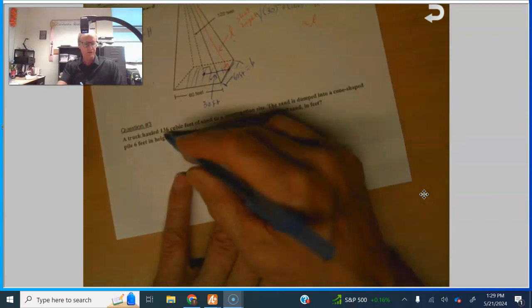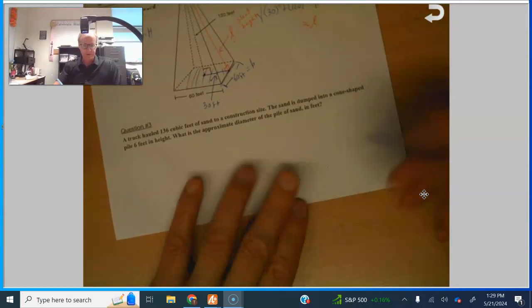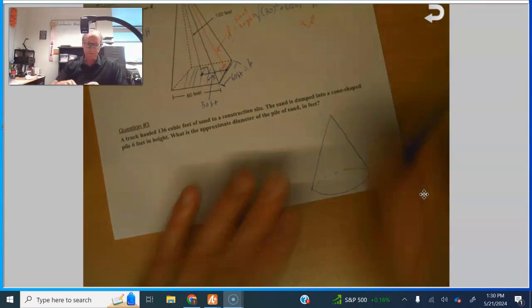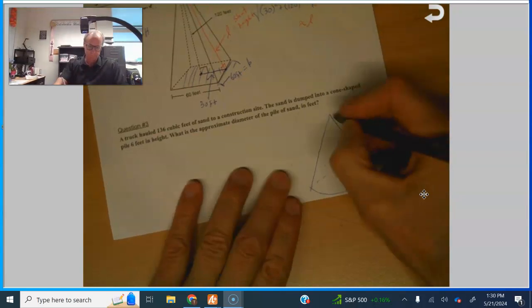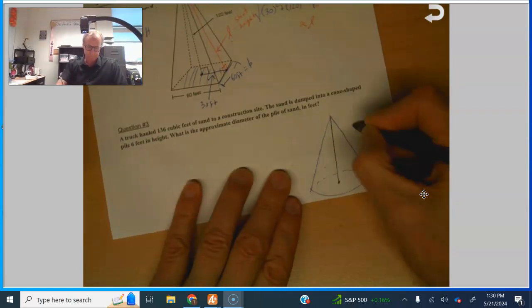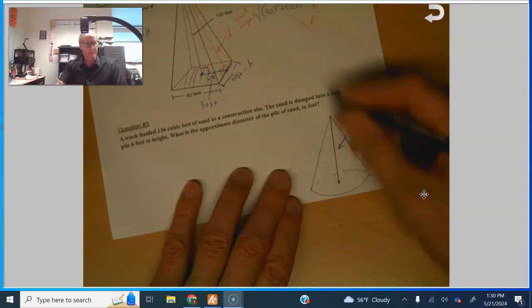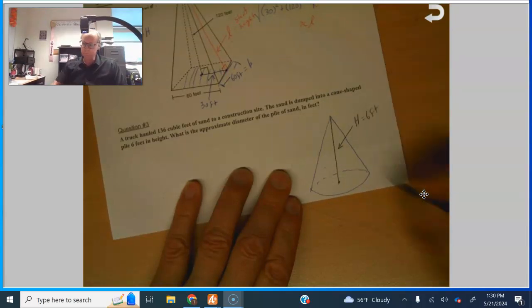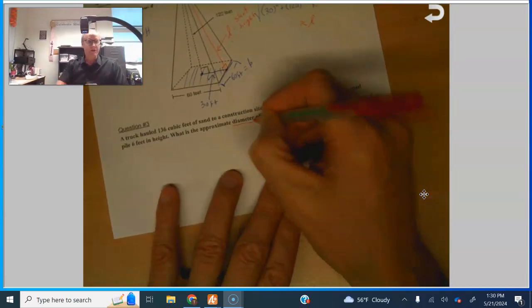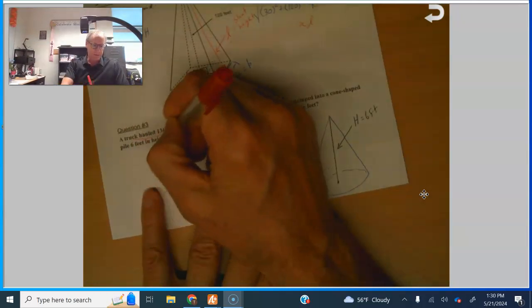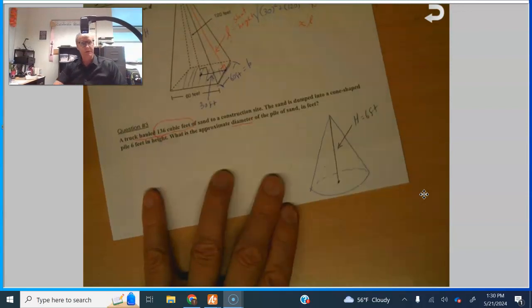Number 3, we've got a truck that was hauling some sand, and it dumps the sand into a cone-shaped pile. And we've got this cone-shaped pile of sand. They told me that the height is 6 feet. And again, I like to use capital H for height in 3 dimensions. Now, the problem is they want me to find the diameter. I can't find the diameter directly, but what I can do is write the formula for the volume, because they did tell me that the volume is 136 cubic feet of sand.